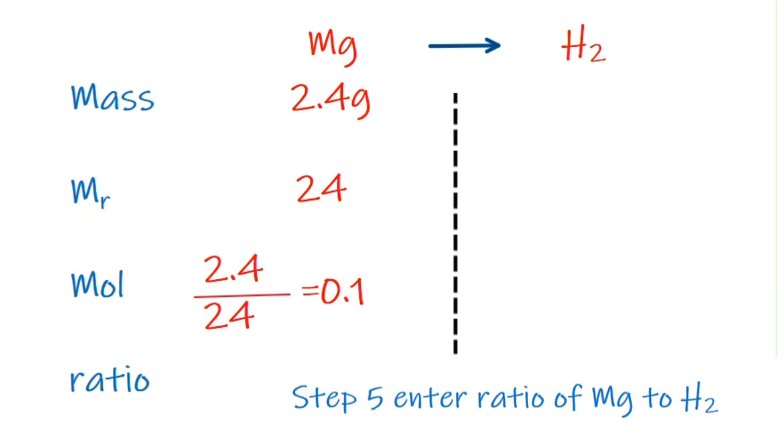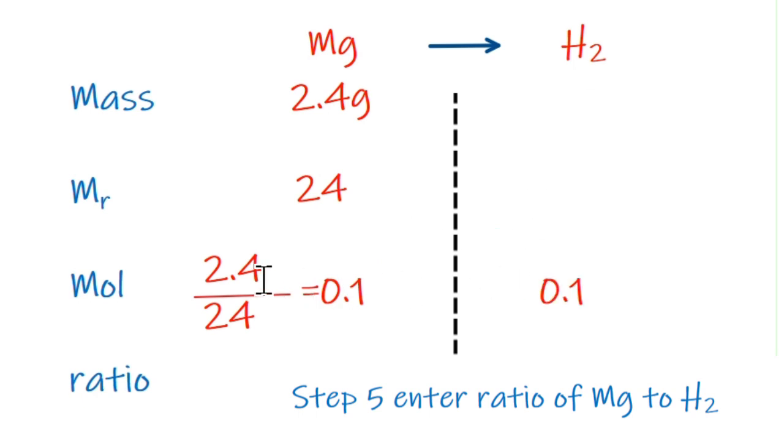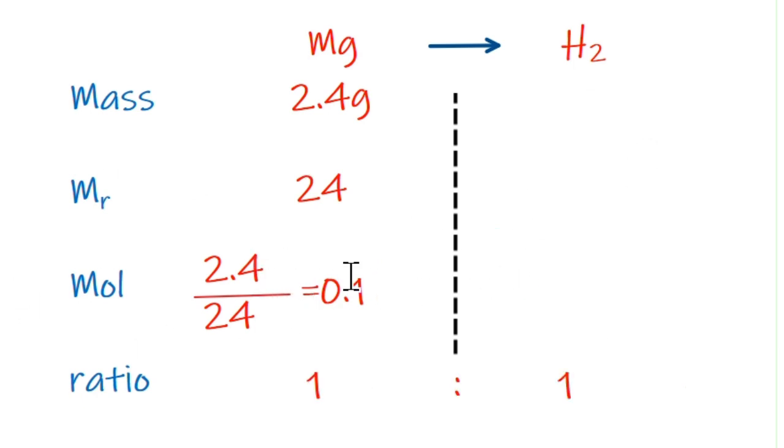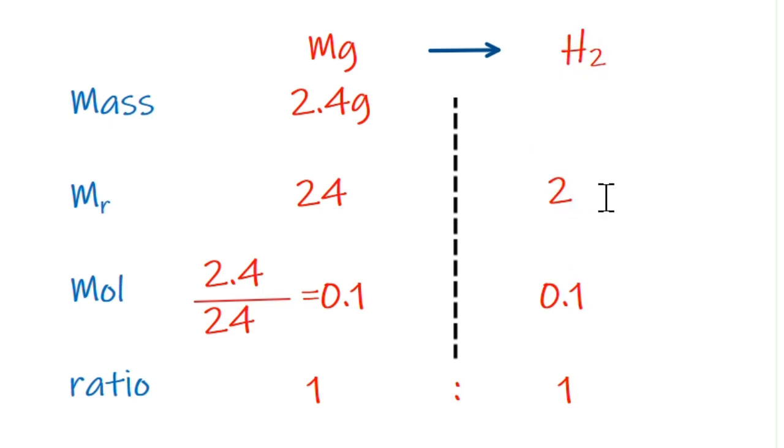Step 5, enter the ratio of magnesium molecules to hydrogen molecules from the equation which is above. And we can see the ratio is 1 to 1. Step 6, enter the moles of hydrogen from the ratio. In other words, 0.1 moles will give 0.1 because it's a 1 to 1 ratio.